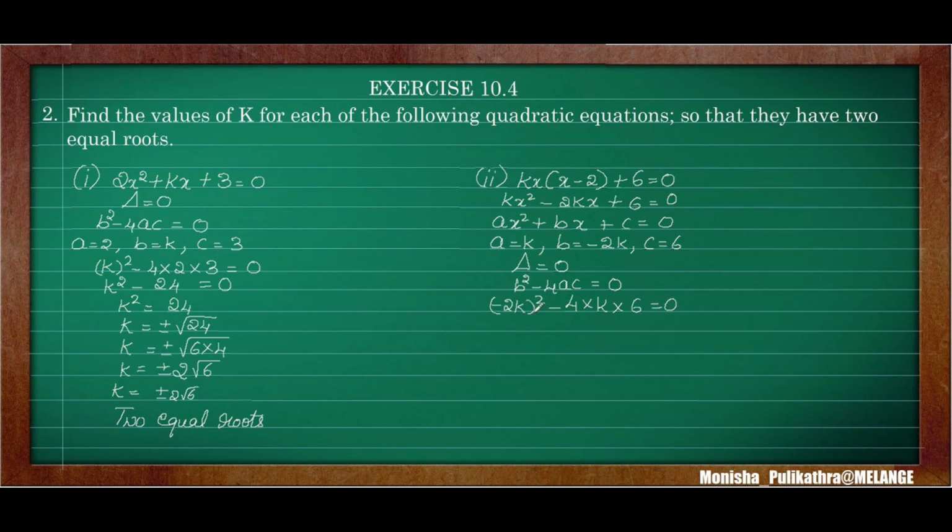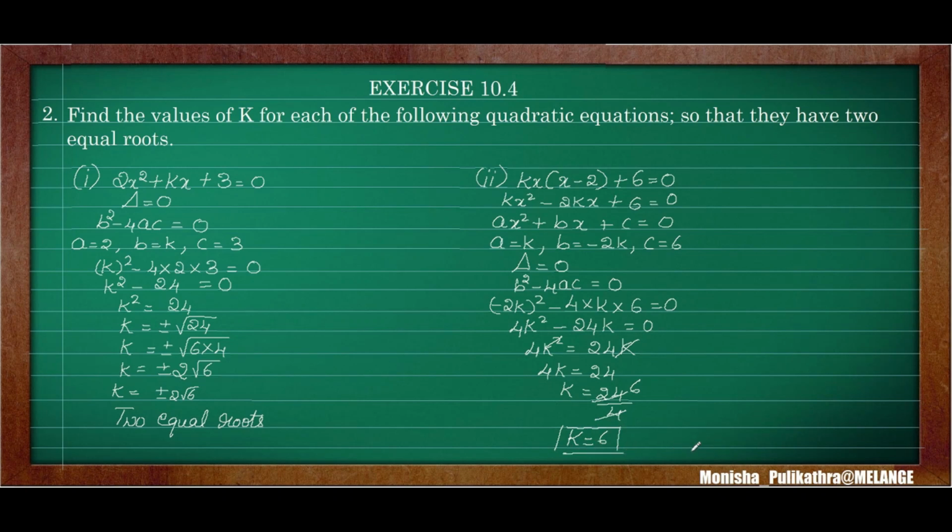Here b is minus 2k, therefore minus 2k whole square minus 4 into a is k and c is 6. So minus 2k square is 4k square, minus 6 fours are 24k is equal to 0. So 4k square, I will shift minus 24k to the right hand side, it will become 24k. Here one k gets cancelled. So remaining is 4k is equal to 24. k is equal to 24 divided by 4, so 4 sixes are 24. So the value of k is 6. Okay, the value of k is 6.